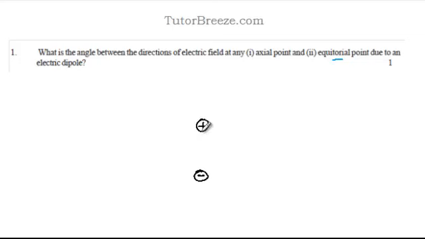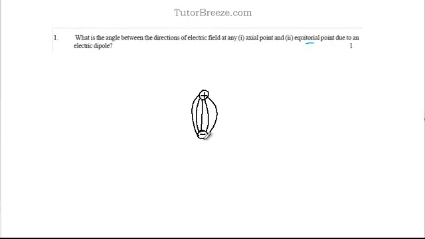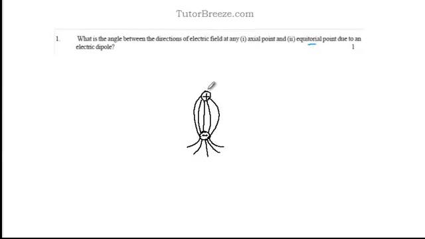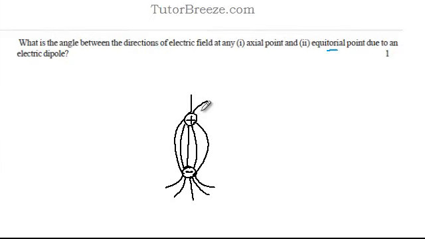So we just draw a couple of field lines, so that makes it easier to find the direction of the field. Now since for the positive charge we'll have outward drawn field lines, and for negative charge the field lines will be inward. So suppose these are a few field lines.